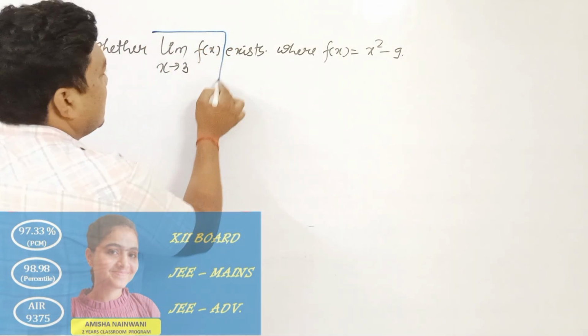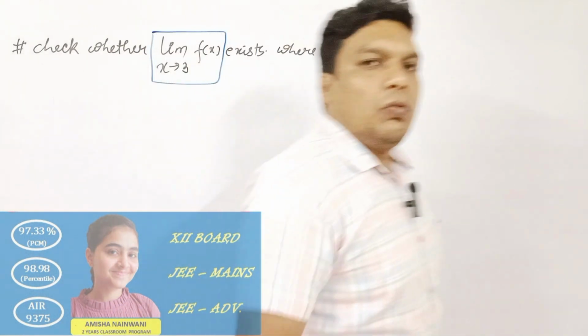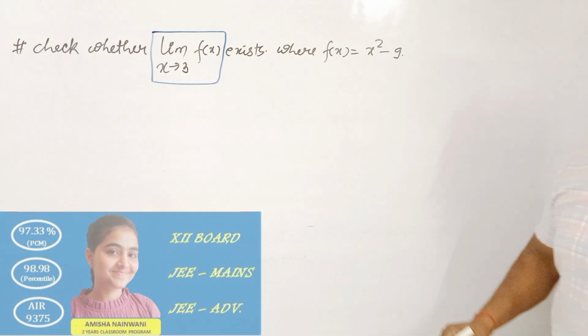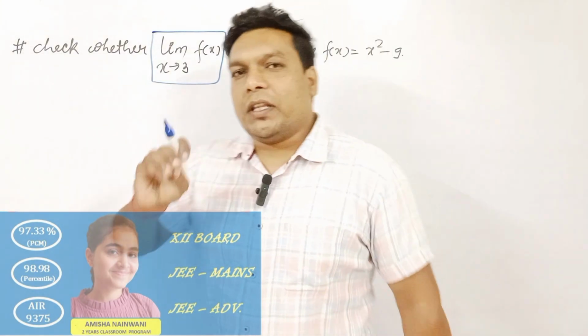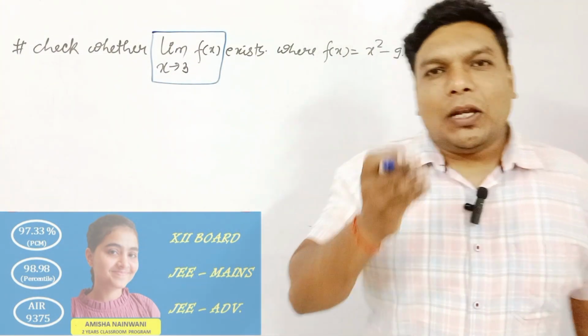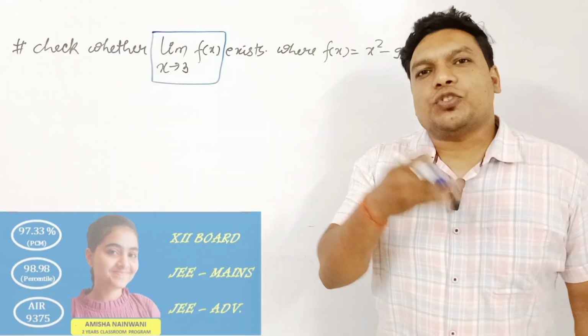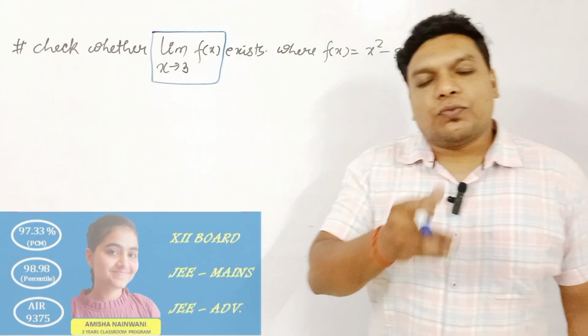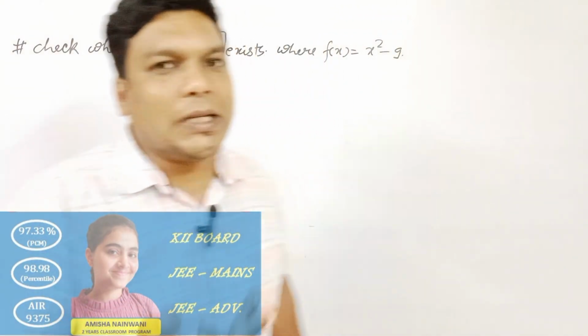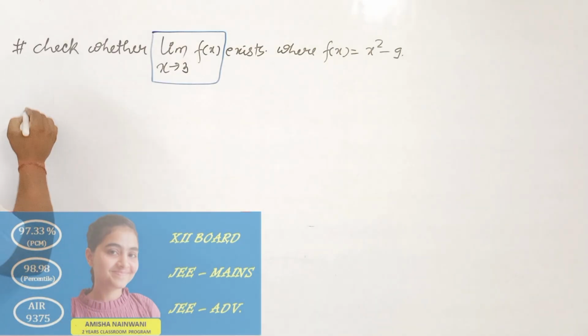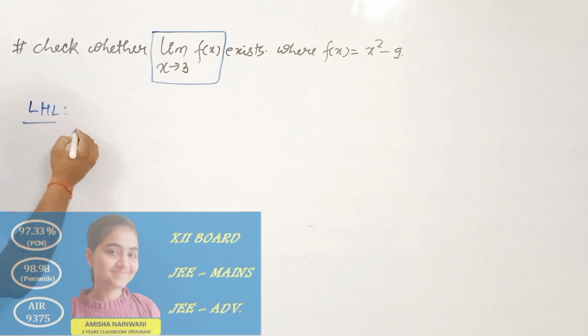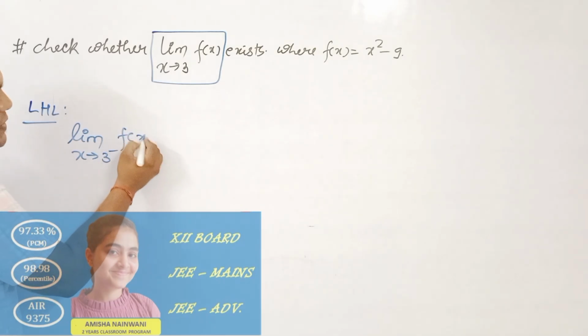Again, look at this. We are calculating what? Limit. So when you calculate a limit, you will not calculate the value of the function at 3. We'll calculate what is going on just before 3 and just after 3. Just before 3, we will calculate LHL. Just after 3, we will calculate RHL. Let's find LHL. When you calculate LHL, it will be limit x tends to 3 minus of f of x.